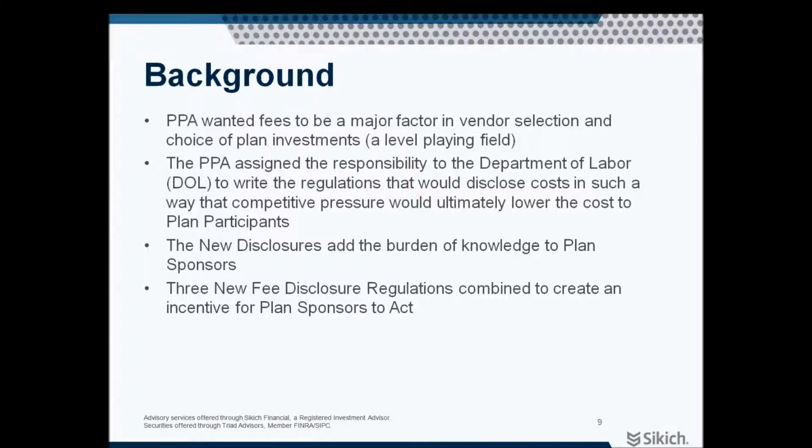PPA wanted fees to be a major factor in vendor selection and the choice of plan investments. So they really felt like enacting these new fee disclosure rules would level the playing field. PPA assigned the responsibility for these new rules to the Department of Labor to write the regulations that would disclose costs in such a way that competitive pressure would ultimately lower the cost to plan participants and obviously make fees more transparent. The new disclosures add the burden of knowledge to the plan sponsor, however. If you are a plan sponsor on the call today, it is your responsibility to review the disclosures and then to determine if the fees are fair and reasonable for the services that are provided to your plan. There are actually 3 new disclosure regulations that were combined to create an incentive for plan sponsors to act.